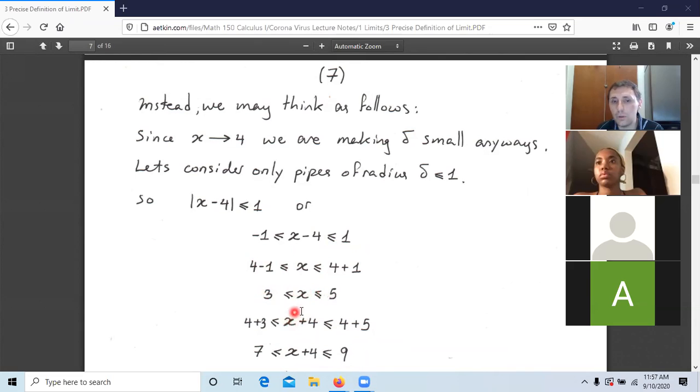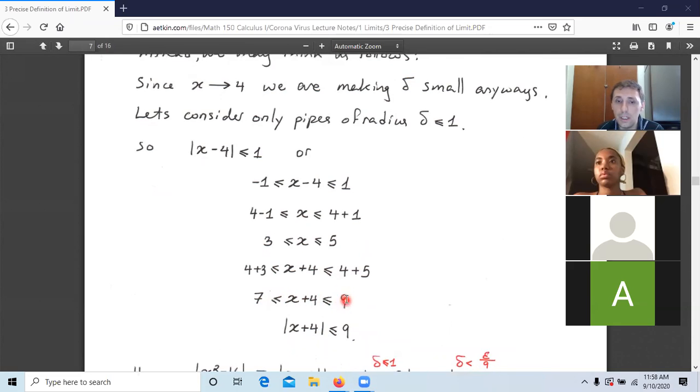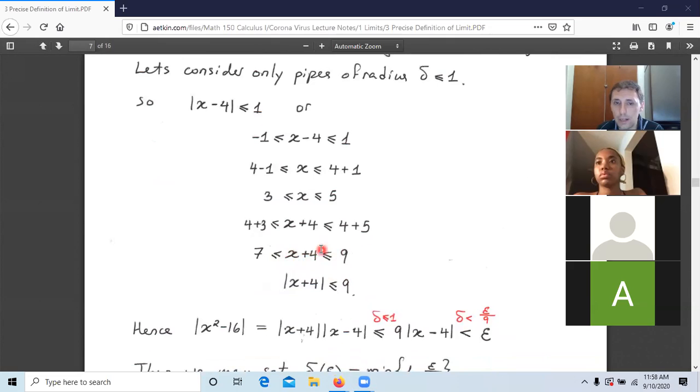You see, I'm trying to figure out the values for X plus 4. So then I put X plus 4 here, and it's 4 plus 3 and 4 plus 5. So X plus 4 is between the numbers 7 and 9. Good? And that means that the absolute value of this number is always less than 9. So I can select 9 instead of it.